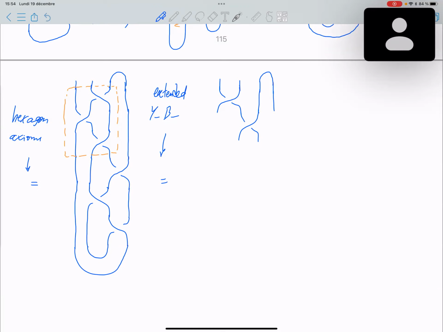So wait. No, this one. No, these two. This one will go here. These two are shifted. So the idea is you just commute this one with this one. You can just push this morphism to the other side of the braiding. So this is exactly what we are doing. These two are these two. And finally, you get this one. Okay. So this is an extended Yang-Baxter relation.